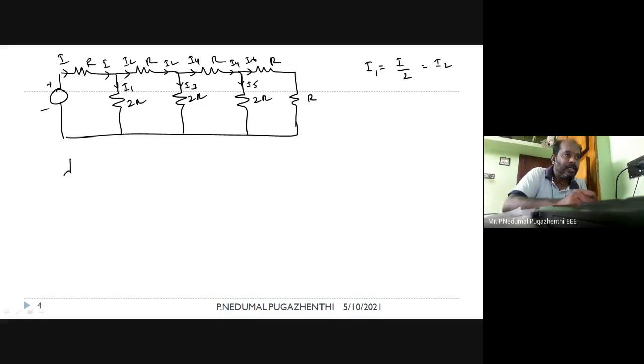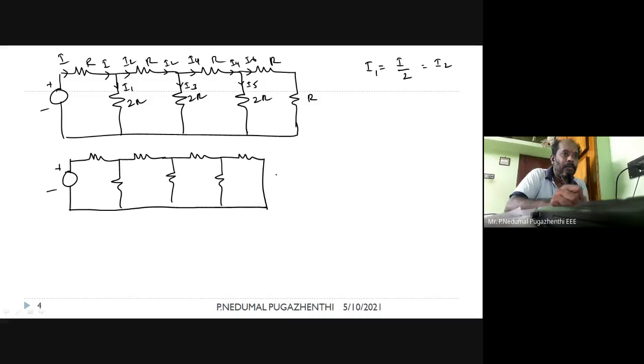This diagram can be reduced like this. You can see that. The first one remains as it is. Then you have an R. Now I can reduce that. I can combine these two R.